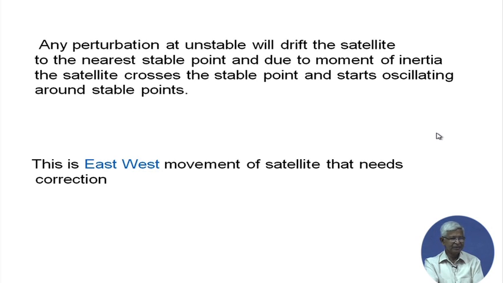So these movements are on the equatorial plane, so it is called east-west movement of the satellite. That has to be corrected, to keep it in position. Now let us look at sun and moon.